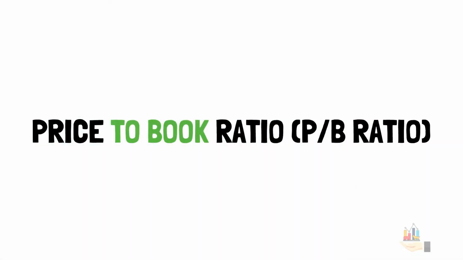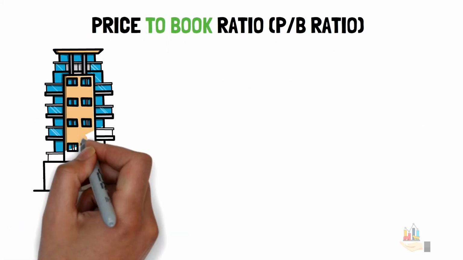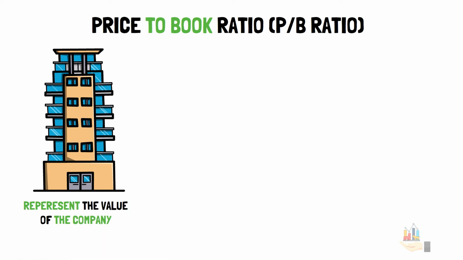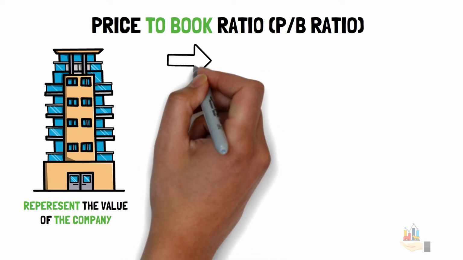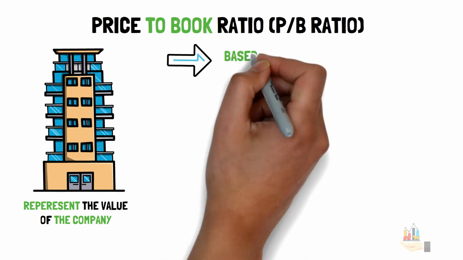First, we have to understand what is the price to book ratio. The price to book ratio represents the value of the company if it's turned up and sold today. This is useful to know because many companies in major industries falter in terms of growth, but can still be a good value based on their assets.